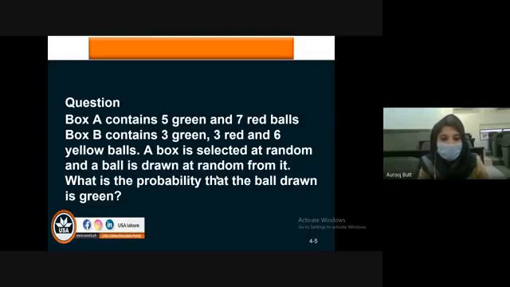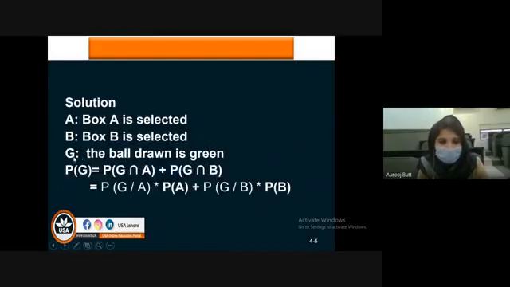Now we need to find the probability that the ball selected is green in color. If it's green, what possibilities can exist? It can be either from box A or from box B. So we have two possibilities of selecting the green ball. Firstly, we need to define the events. The first event is that the ball selected is green in color, which we define as event G.